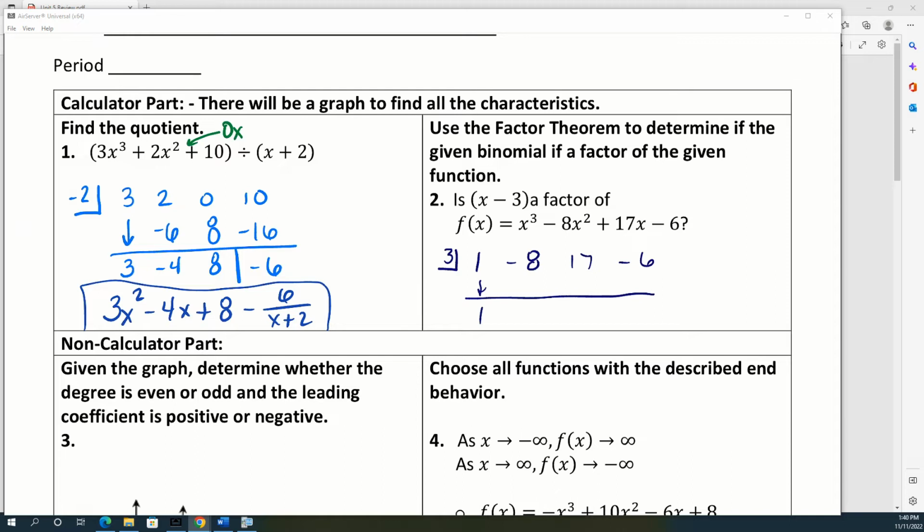We bring down that 1, and then we start multiplying the number in the box by the number under the line, and then adding, multiplying, and adding, multiplying, and adding. Now, if you remember the factor theorem, the only thing we care about is the remainder. If we get a remainder of 0, we're going to say yes, it is a factor. It divides evenly. If we get a remainder of anything else, then we're going to say no.